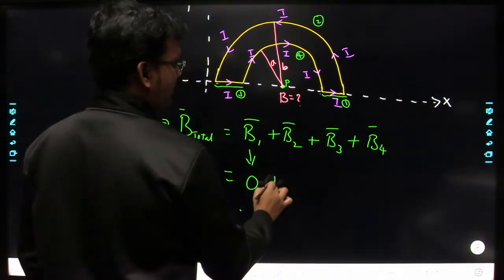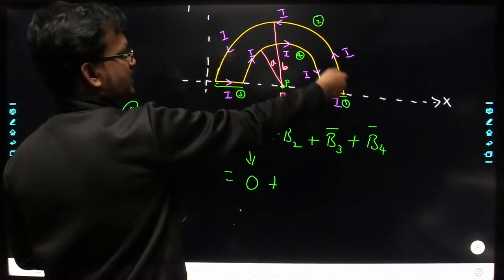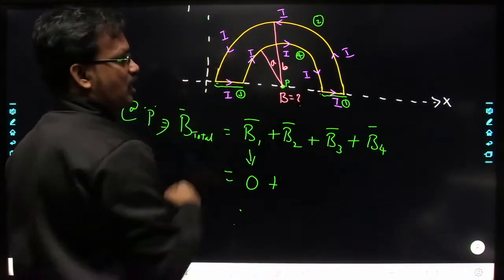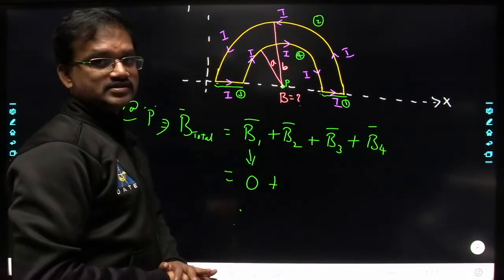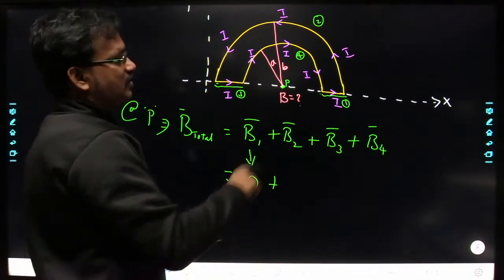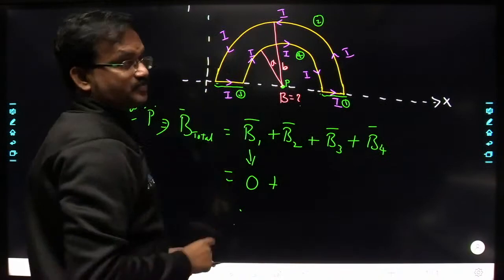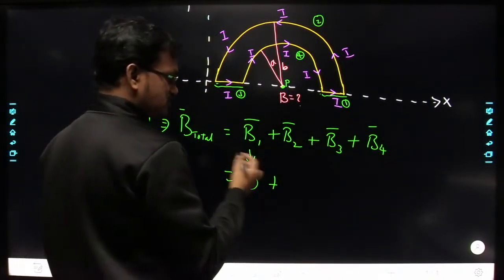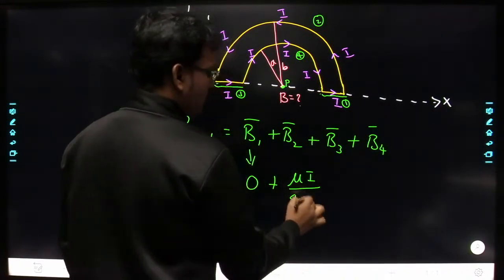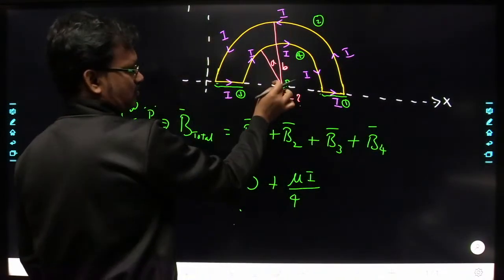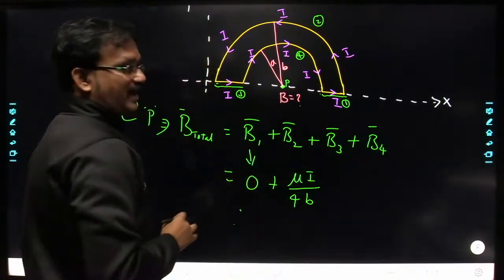Okay. Next, B2 here, that is due to this second semicircular loop. What is the B field at the center due to a semicircular wire of radius B? So just now we have seen, that is nothing but mu I by 4 into the radius of this semicircle. What is the radius of this semicircle? It is nothing but B.